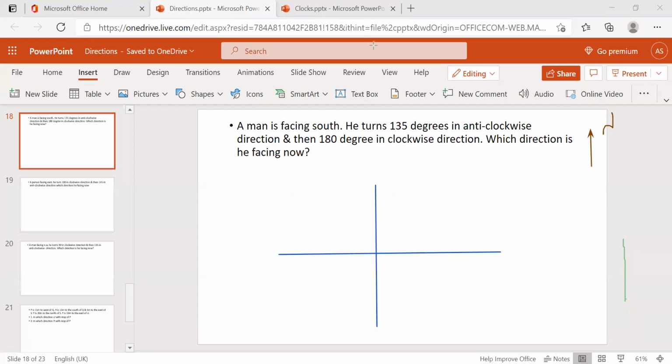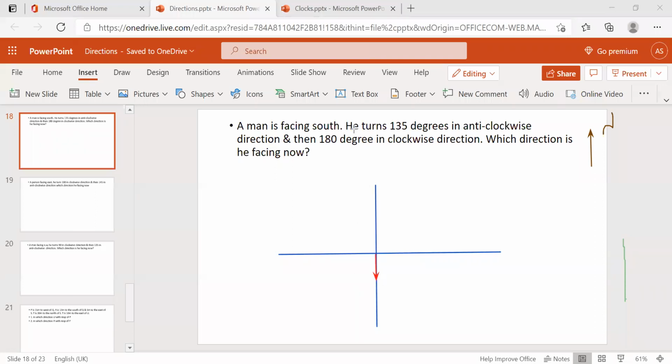Now what they are saying here, the first question: a man is facing south. He turns 135 degrees in anti-clockwise direction and then 180 degrees in clockwise direction. Which direction is he facing now? He is facing south. Which is the south? This one is the south. He is facing this side, he is just facing this side.